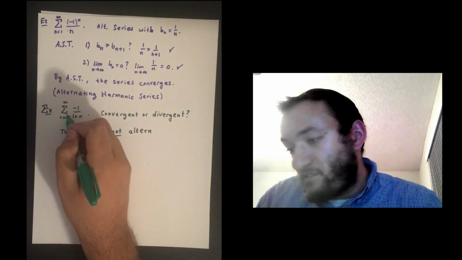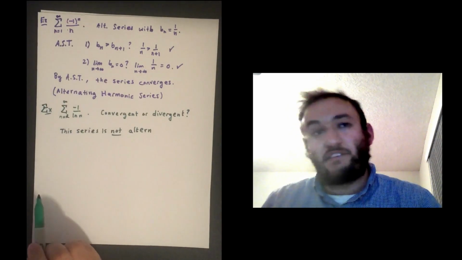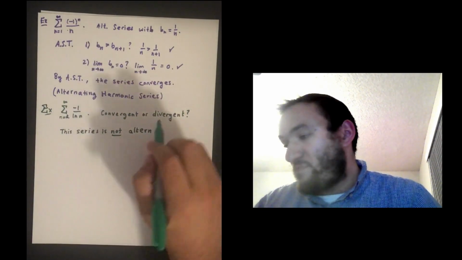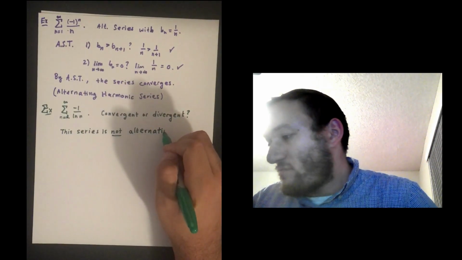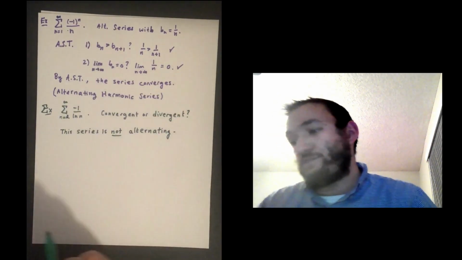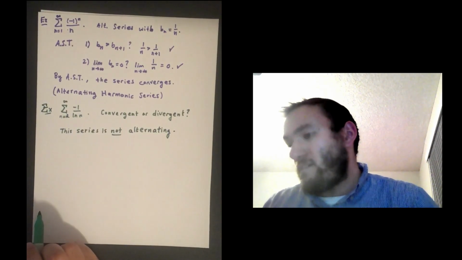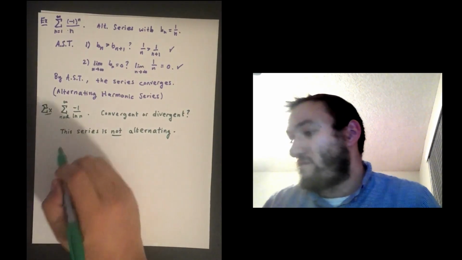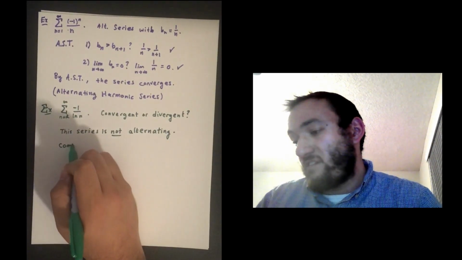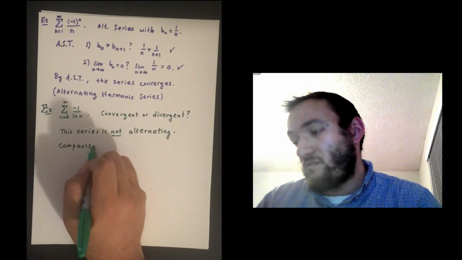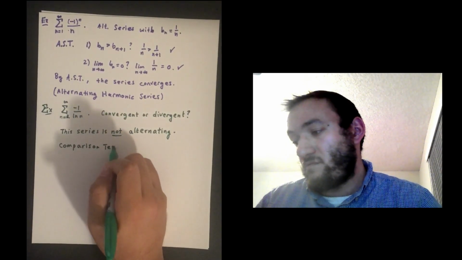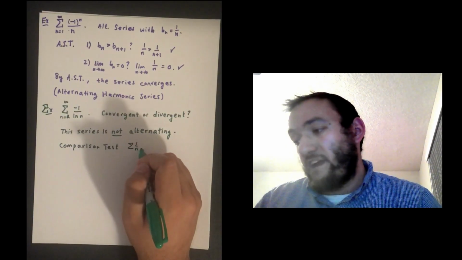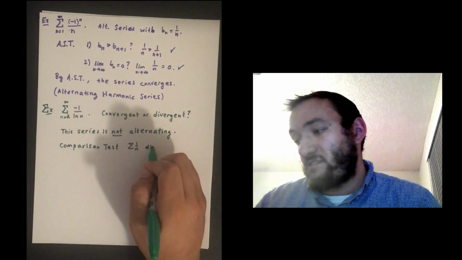Oh, actually, I need to start this at 2. It's undefined at n equals 1. But these terms are all negative. So we would have to apply a different test. We would have to apply perhaps the comparison test. So we could apply the comparison test with 1 over n. We know this diverges.